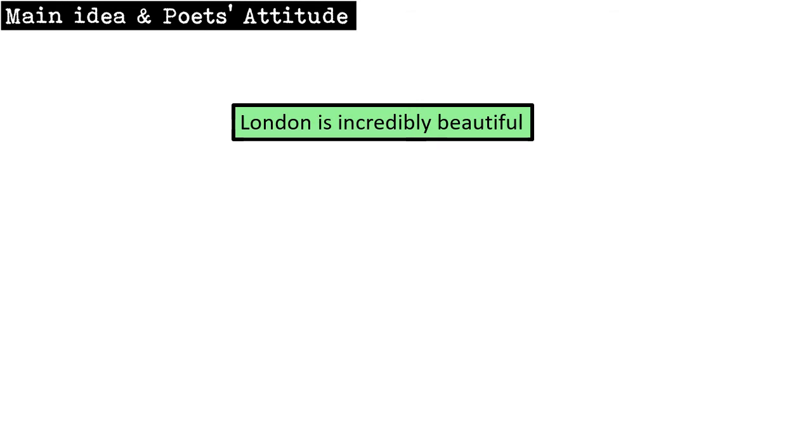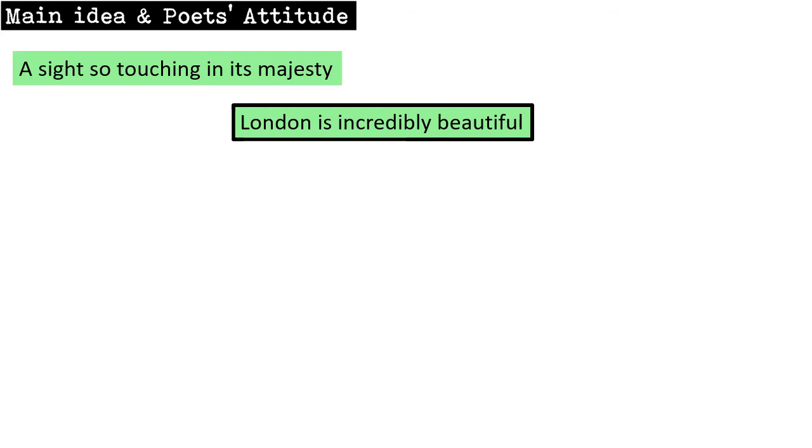So I'm just going to now focus on some of the quotes. The opening line of the main idea of the poet's attitude in Westminster Bridge is that London is an incredibly beautiful city, and these are some of the quotes that help link to that idea.